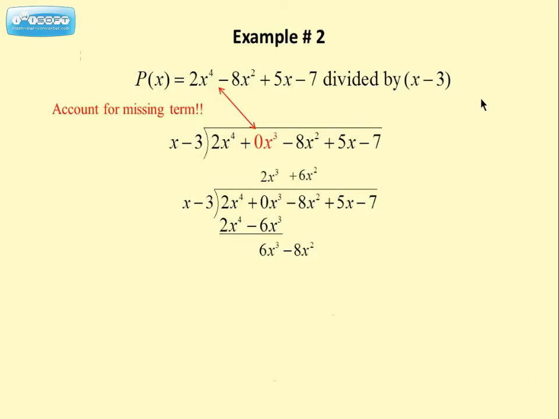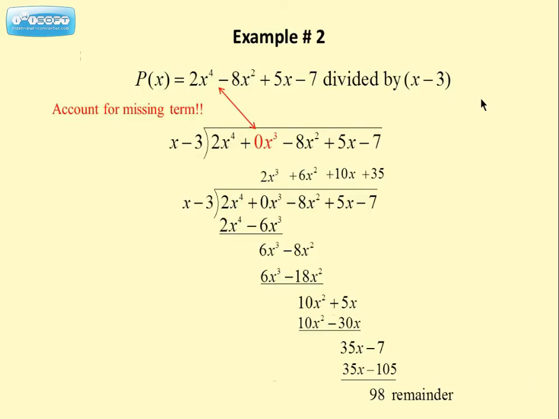Multiply the divisor by 6x squared. We obtain 6x cubed minus 18x squared. Subtract, we now have 10x squared. Drop the 5x. Multiply the divisor by 10x. We obtain 10x squared minus 30x. Subtract, we have 35x, dropping down the negative 7. We multiply the divisor by 35, and we have 35x minus 105, so our remainder is now 98.